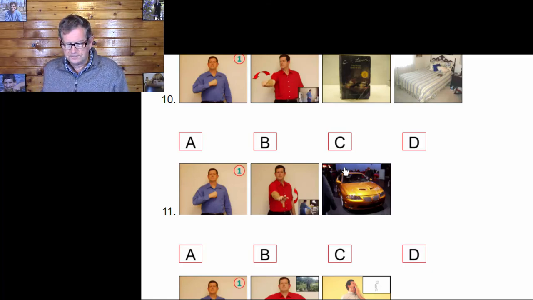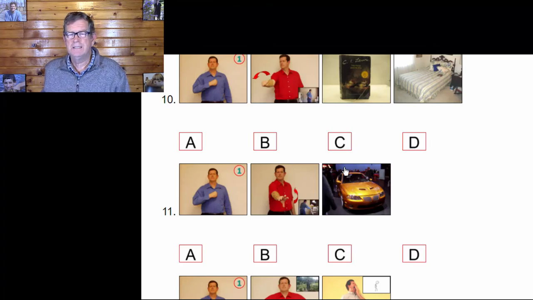Okay. A. ¿Dónde pones el libro? B. ¿A dónde pones el libro? C. ¿Cuándo pones el libro? D. ¿Cómo pones el libro? Okay, again. A. ¿Dónde pones el libro? B. ¿A dónde pones el libro? C. ¿Cuándo pones el libro? D. ¿Cómo pones el libro?